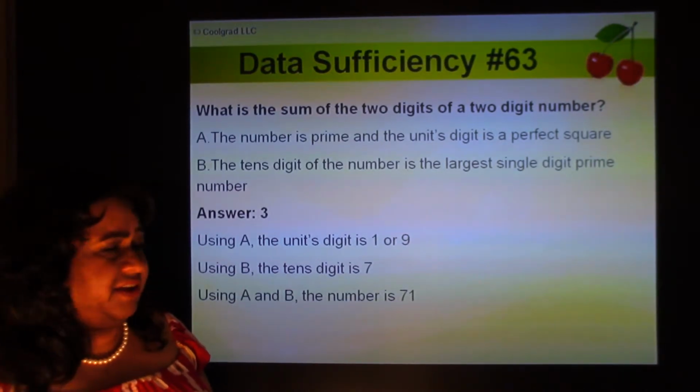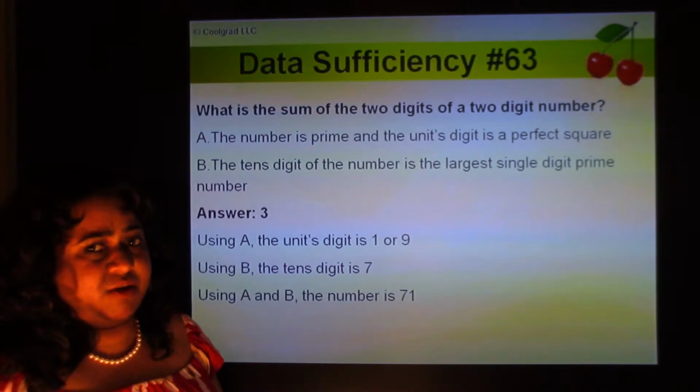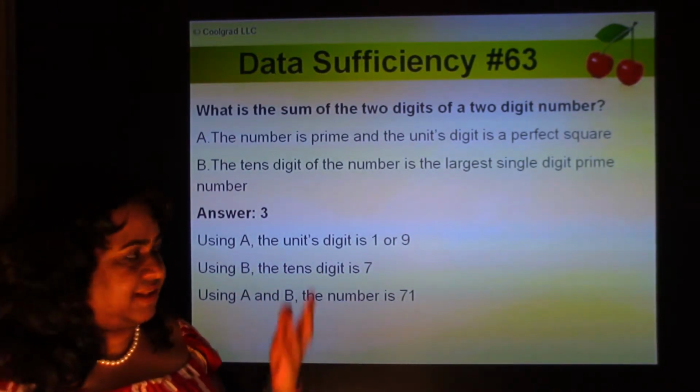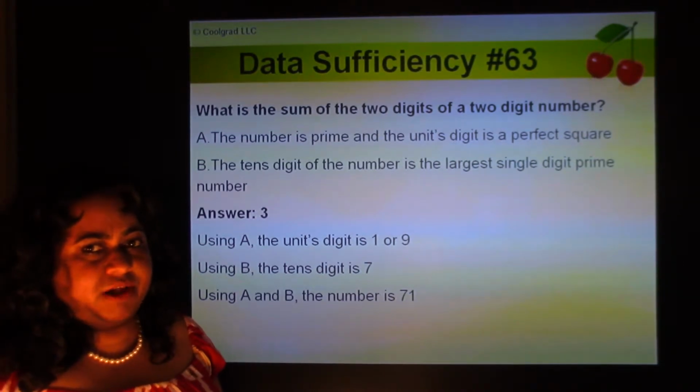But I guess 79 is not a prime number. I'm sorry, I don't remember it off the top of my head, so you just have to double check. But this is the methodology, how you go about solving these problems.